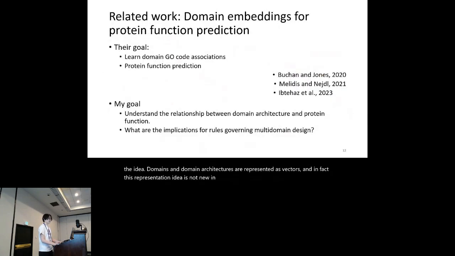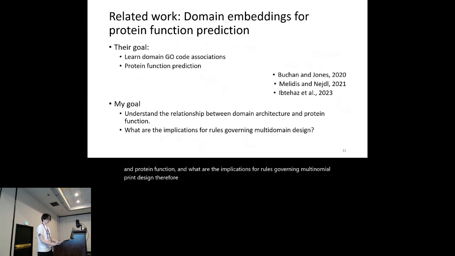In the area of function prediction, some methods build domain embeddings, often combined with other kinds of information to predict protein function. And generally, better prediction accuracy is obtained when you combine other information. But those studies are interested in a different question than I am. Their goal is to obtain the most accurate protein function prediction. And my goal is to obtain a better understanding of the relationship between domain organization and protein function, and what the implications are for rules governing multi-domain protein design.